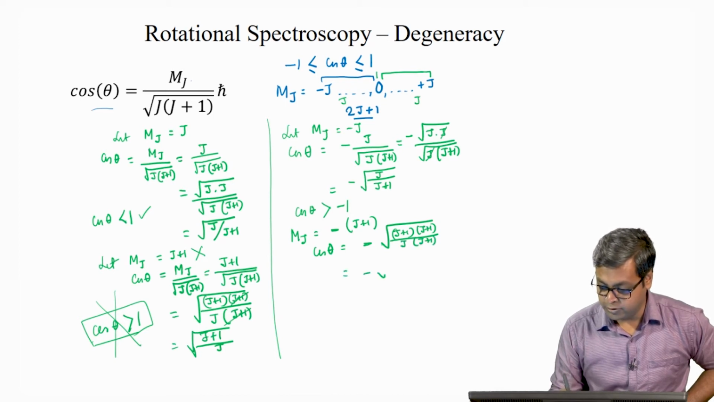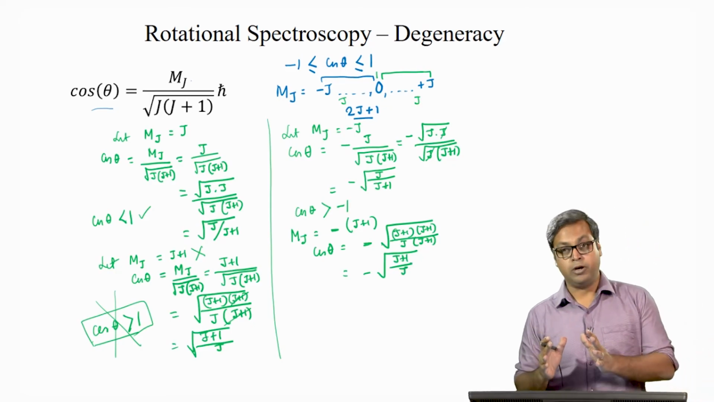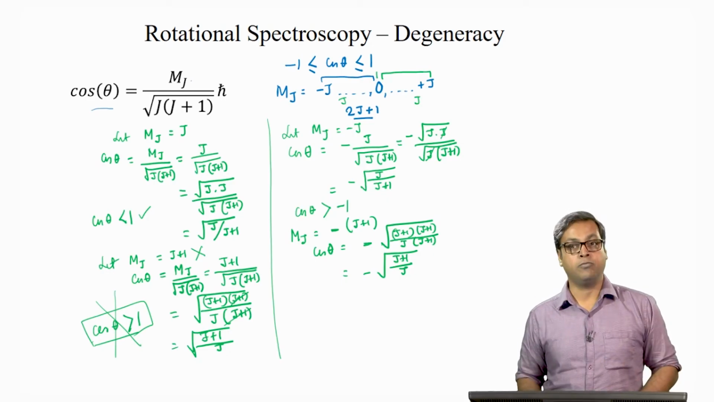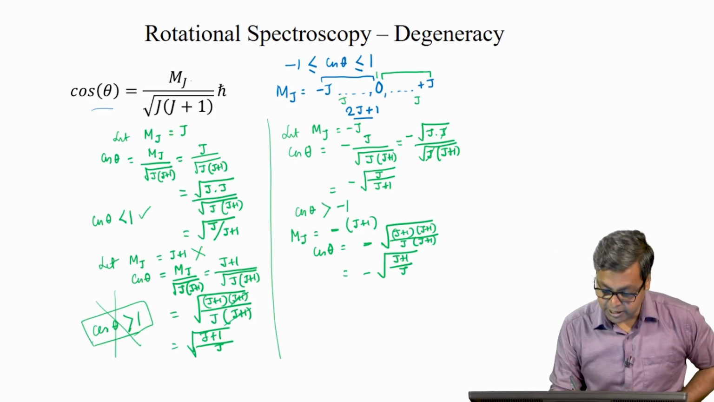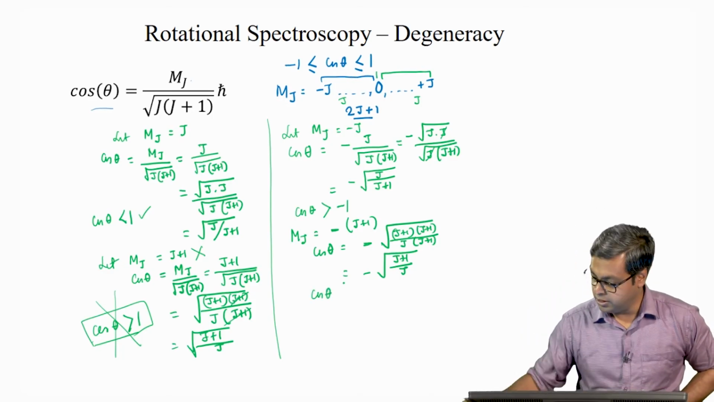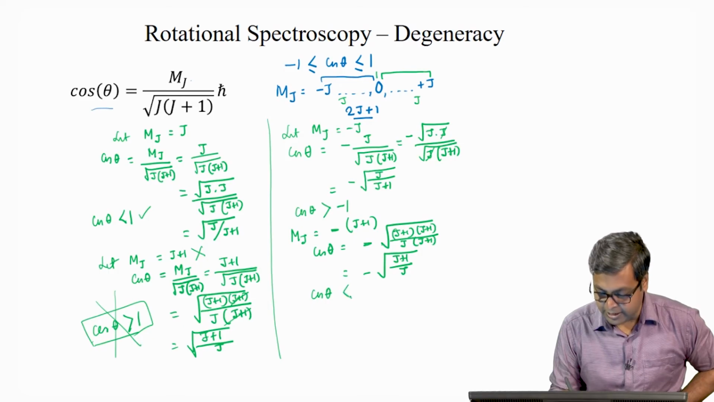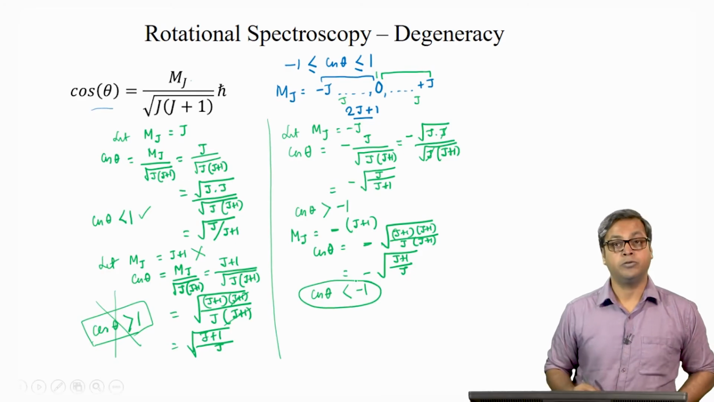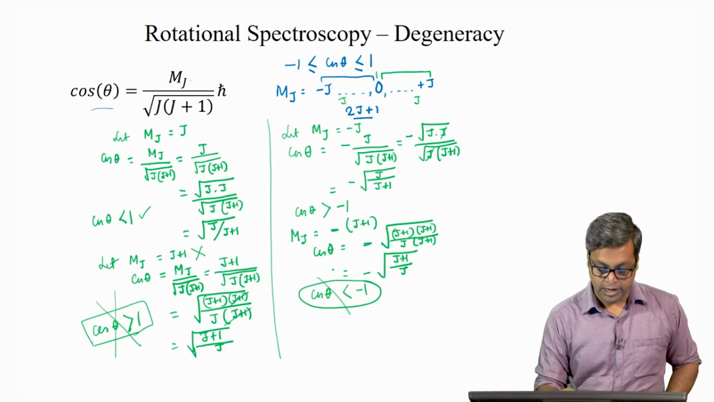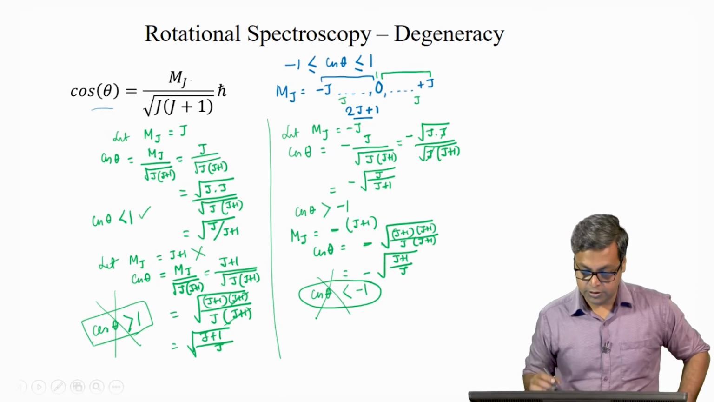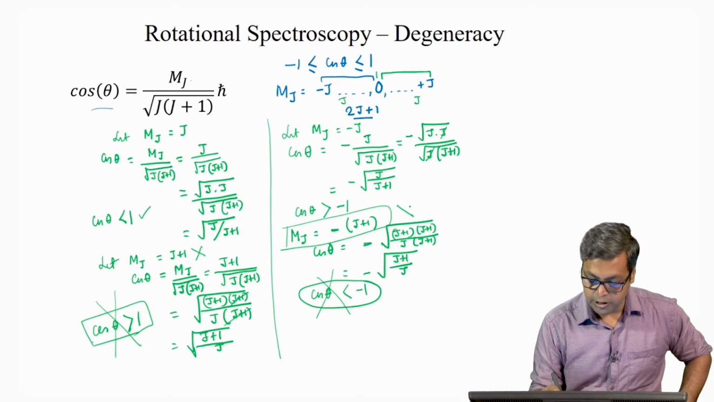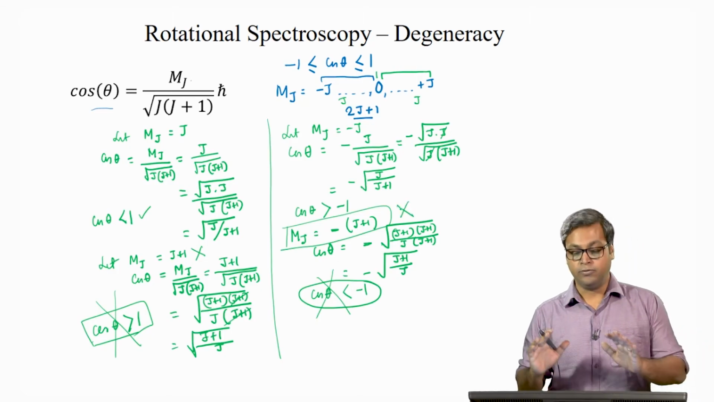So, it becomes minus of root over j plus 1 by j. We have a number which is greater than 1, the square root of that number is also greater than 1, and we have a negative sign. So, in this case cos theta is less than minus 1, which is not permissible. So, this cannot happen. In other words, m j cannot be minus of j plus 1.